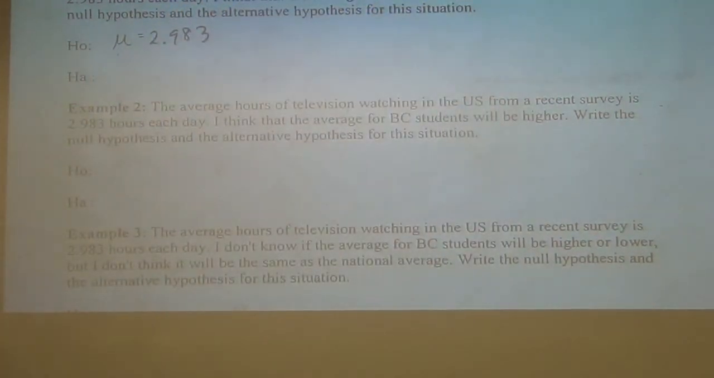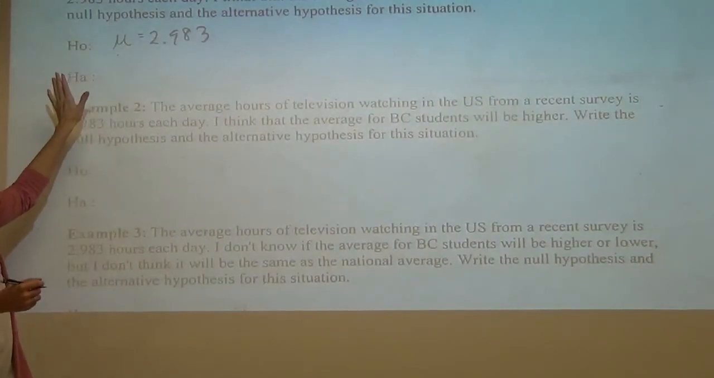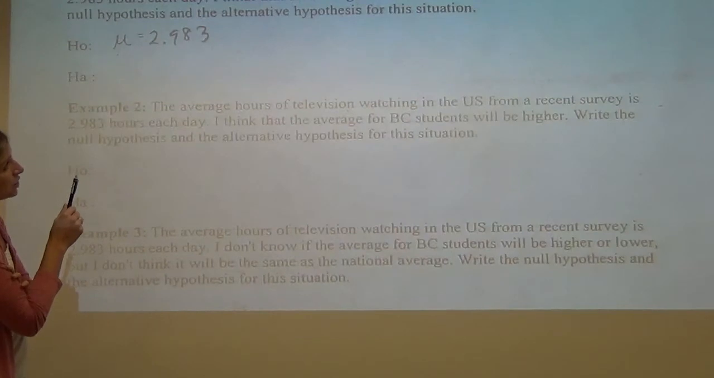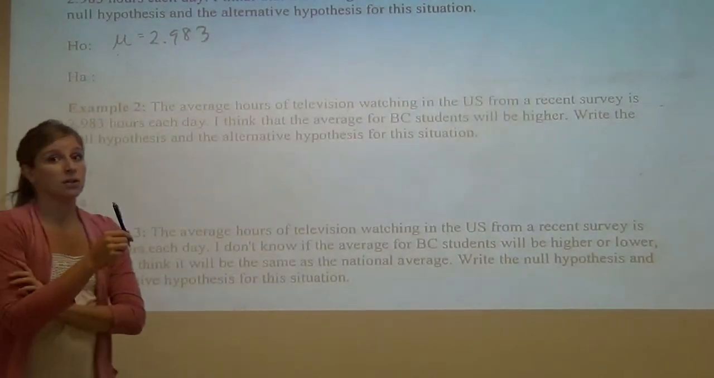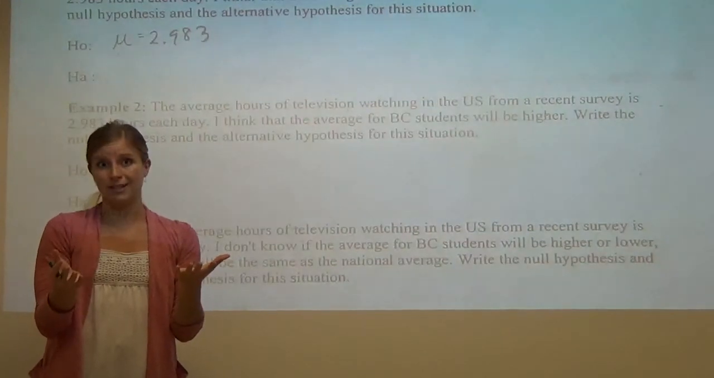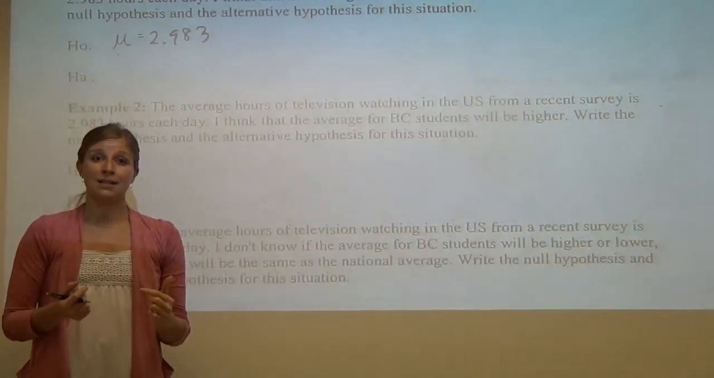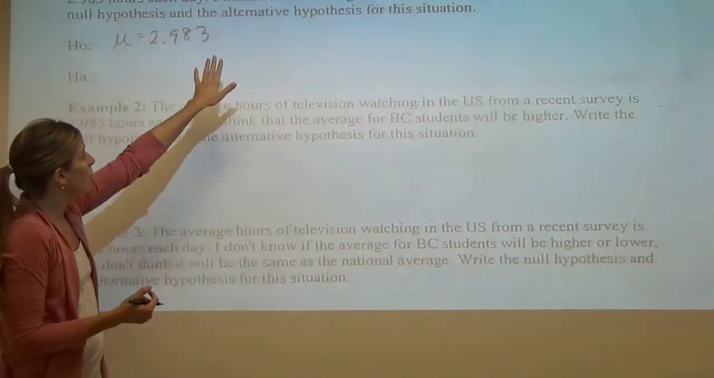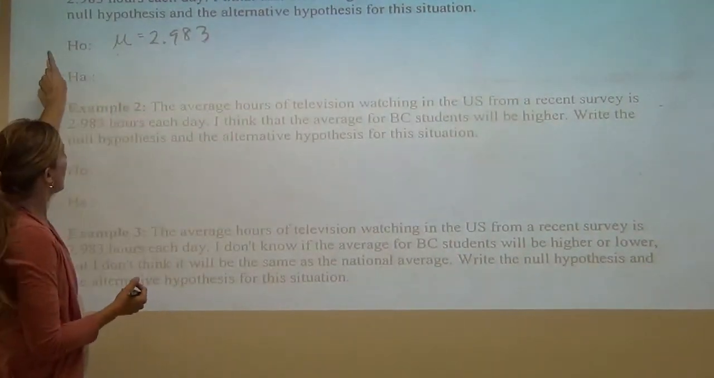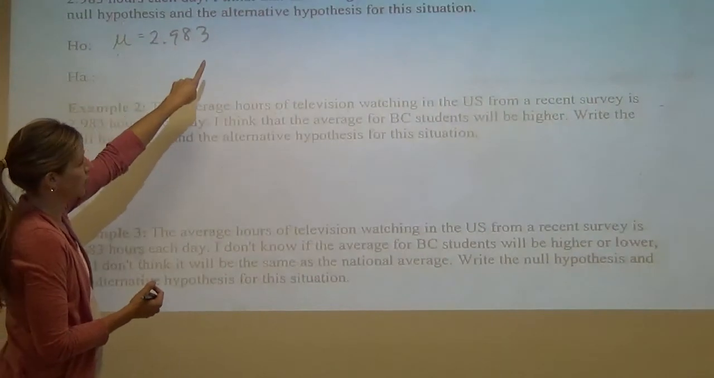Okay, now we have to read through the rest of this to figure out what our alternative would be. I think that the average for BC students will be lower. So they're saying even though the population average is this, we think that at BC it's going to be different. We think that if we look at a sample from BC, we would get a different value. We want to write the null hypothesis and the alternative hypothesis.